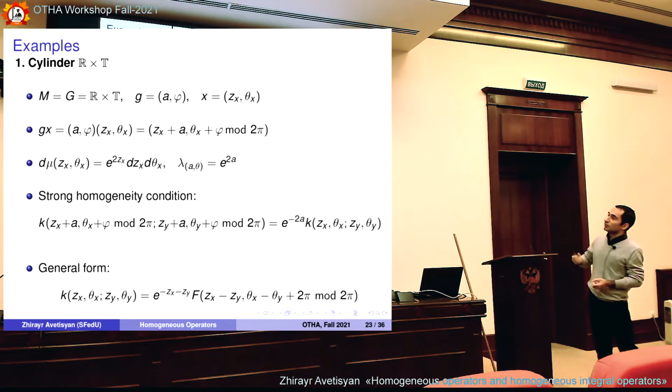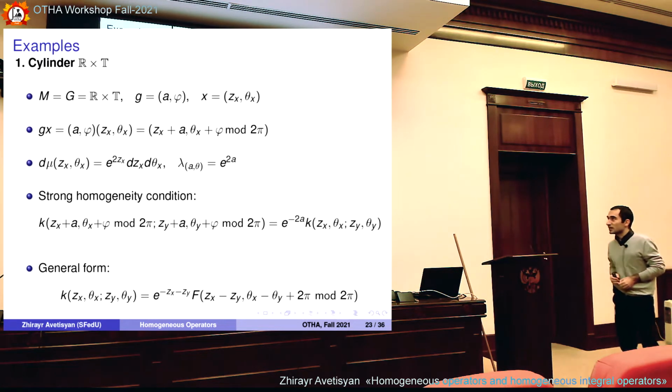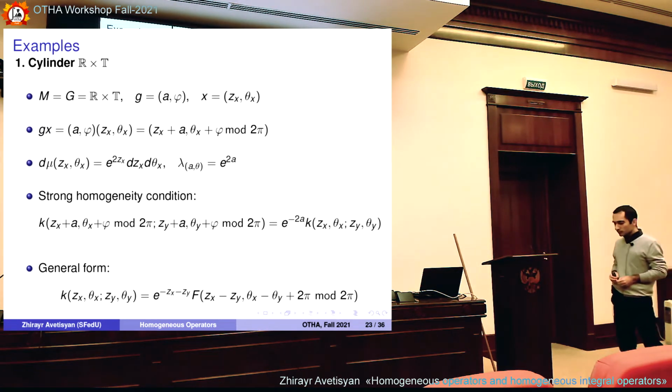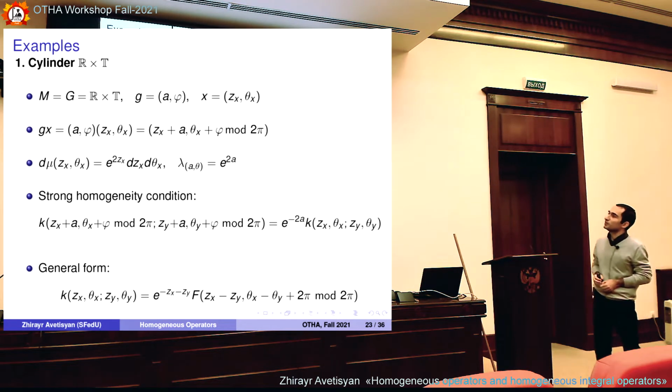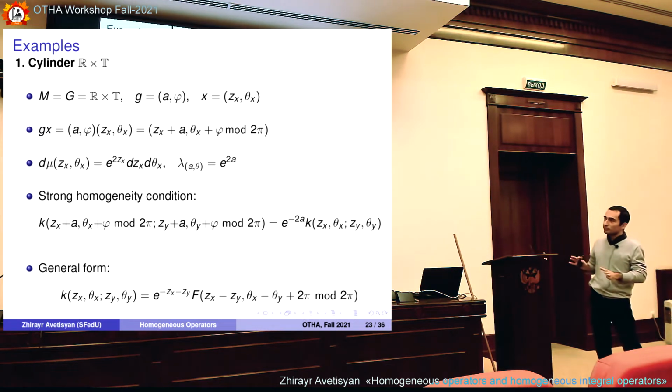Group elements will be denoted by a comma phi, a on the line, phi on the circle. And the coordinates in the space are again zx on the line, theta x an angle. The action is the usual multiplication on the cylinder. I take the measure to be e to the 2zx times the Lebesgue measure, and this is exactly the measure that dilates with the character lambda equals e to the 2a.